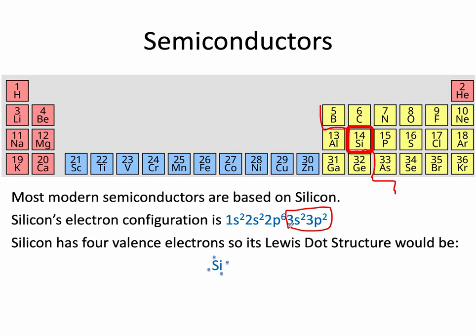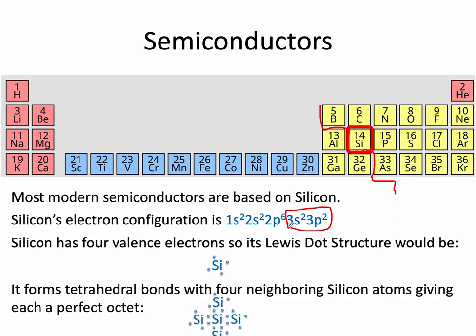Now, that in itself, not very happy. Remember, they tend to want the octet. So what happens here? Silicon in a pure crystal will actually bond with four of its neighbors in a little tetrahedral structure, and thereby each of its neighboring ones will share one electron. And I didn't draw all the ones on here, but each of the silicons, especially the one in the middle here, is bonded to its four neighbors, has a covalent bond where it's sharing four electrons with its four neighbors, but giving each one a perfect octet.